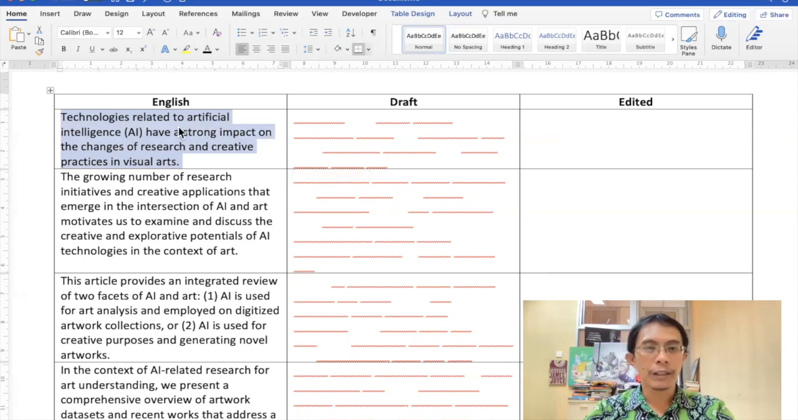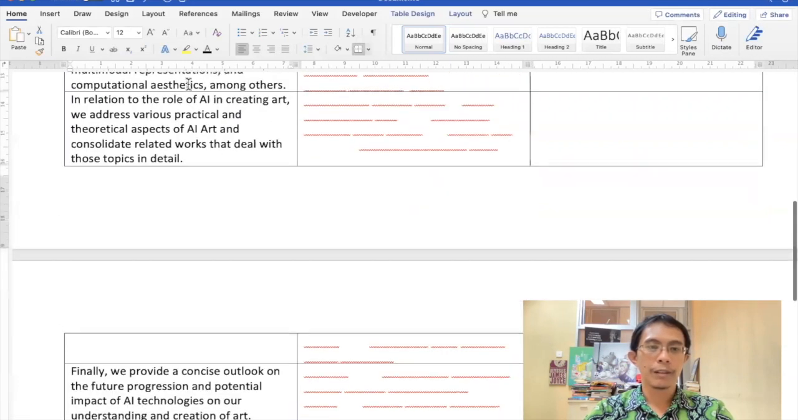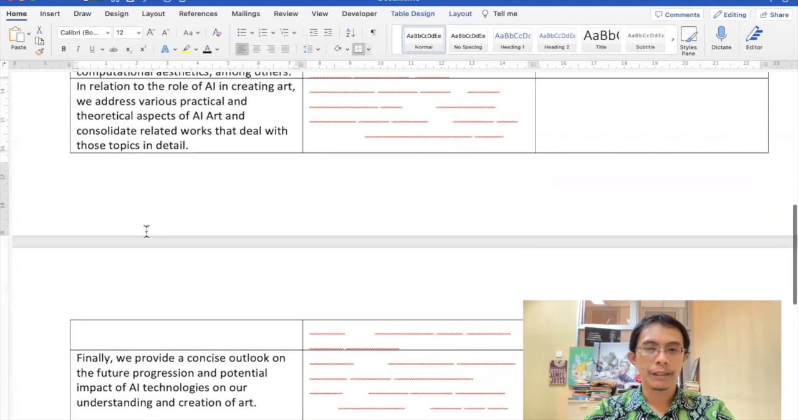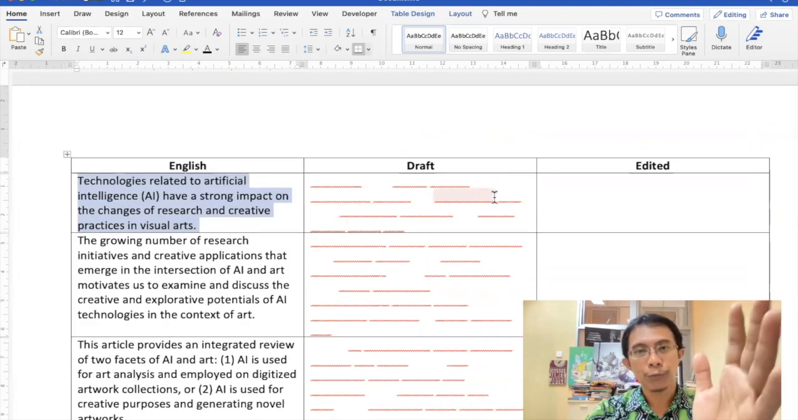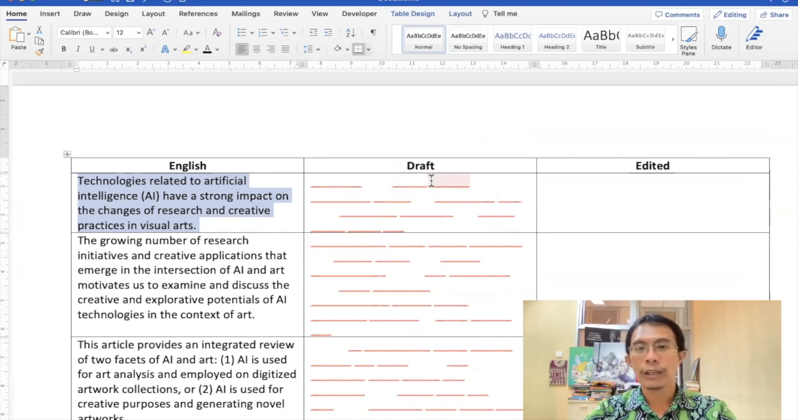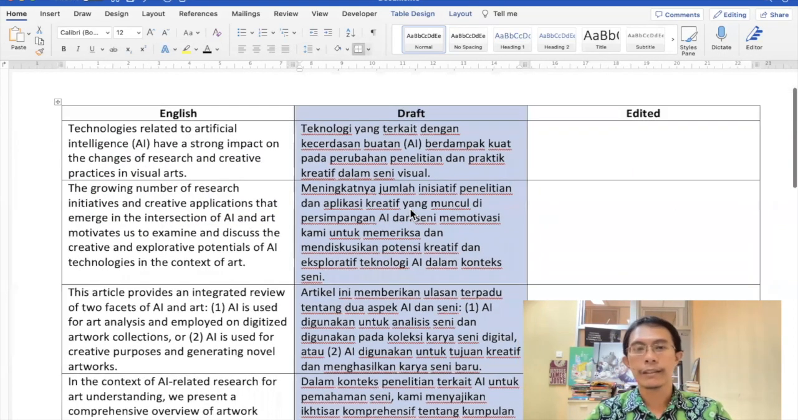Now, put all of the sentences into separate rows like this. And then in the second column, put your friend's translation. Here I already have the translation, but it's just still white. Now, this is what I will do, okay? I will make it into like this, and this is a standard.